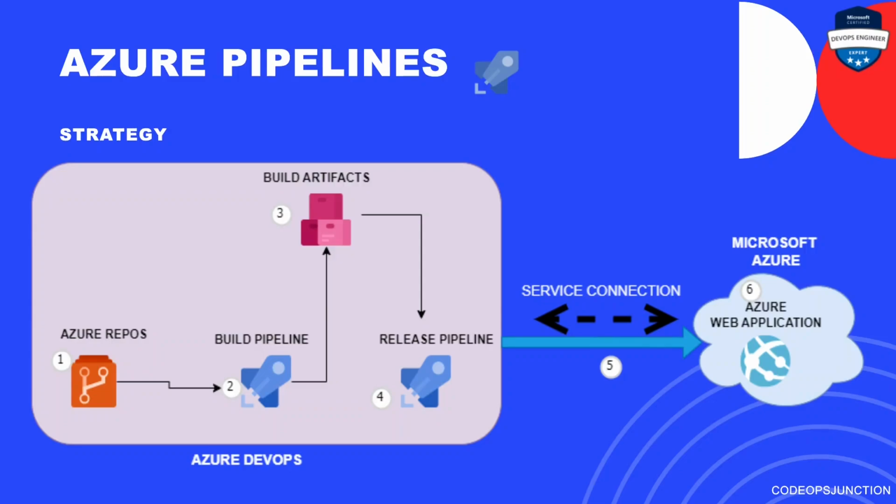between our Azure DevOps and third-party provider services like GitHub, Microsoft Azure, or any other services. So we are creating a service connection, a connection between our Azure DevOps and Microsoft Azure. In step number 5 we are creating a service connection, and in step number 6 we are releasing our artifacts from the release pipeline to an Azure web application. If you don't know, an Azure web application is used to host our web page or our artifacts. I hope this strategy is well understood.